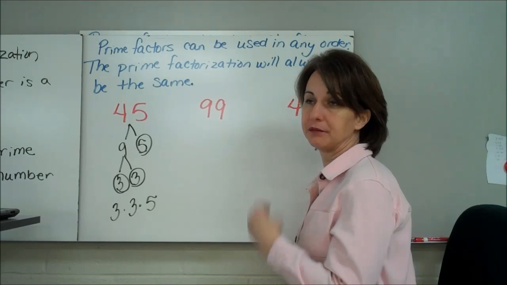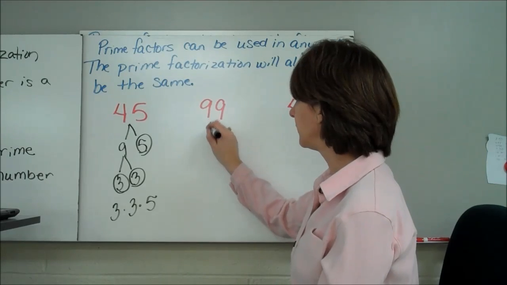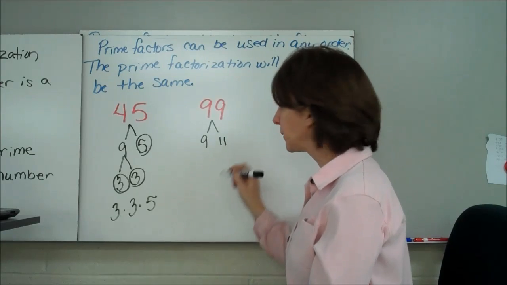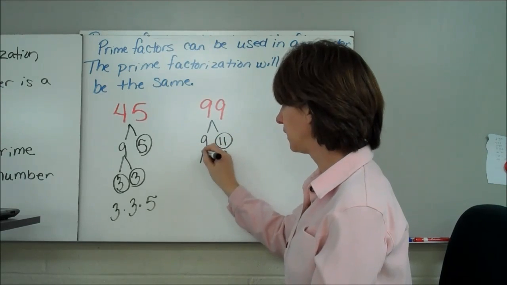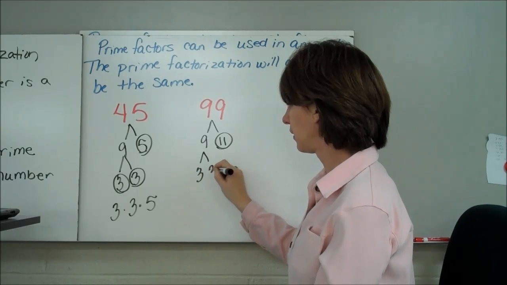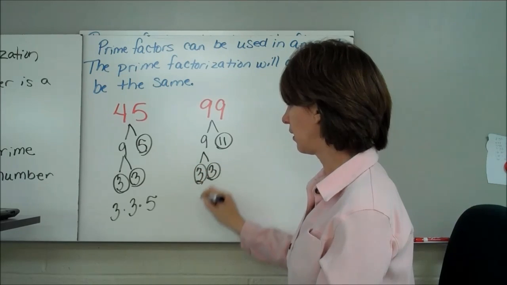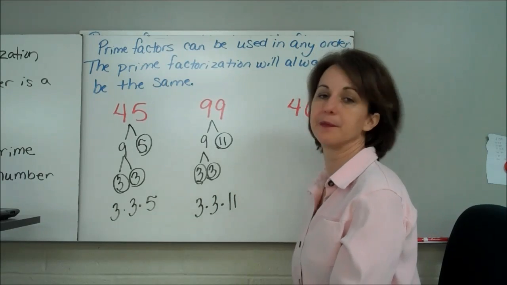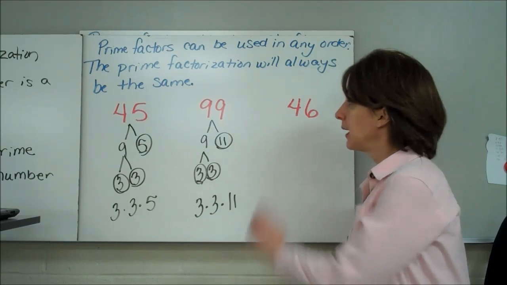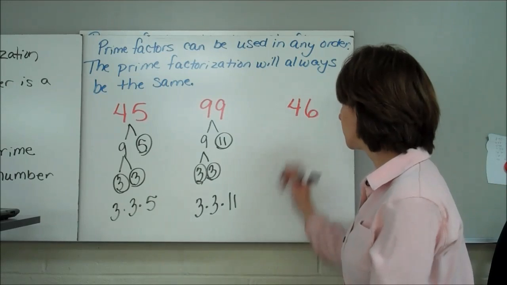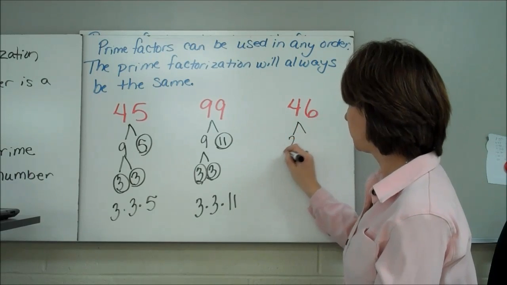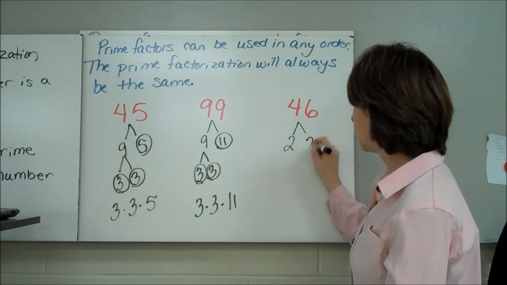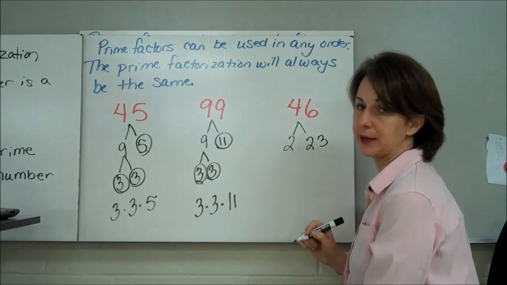99. The numbers that come to mind for 99 are 9 times 11. 11 is prime, 9 is not. But 3's are. 3 times 3 times 11. 46. I know it's even, so that means that 2 would go here. And I know that 46 divided by 2 is 23.